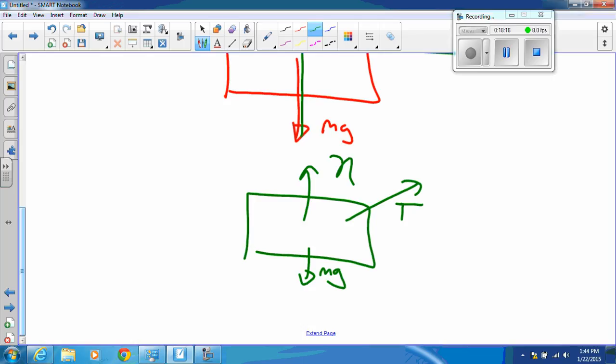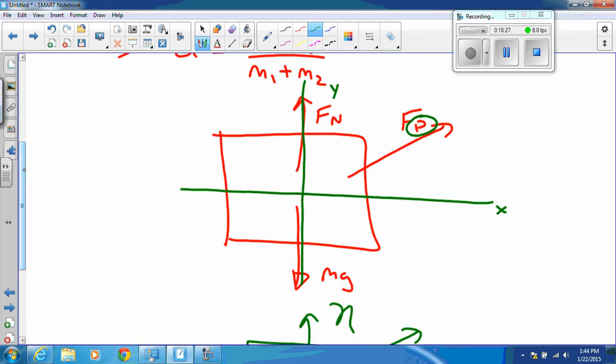So that's why they do that. But all it is, is a label. Now let's talk about the X part. This tension, or this FP that we have here, is off at an angle, right?